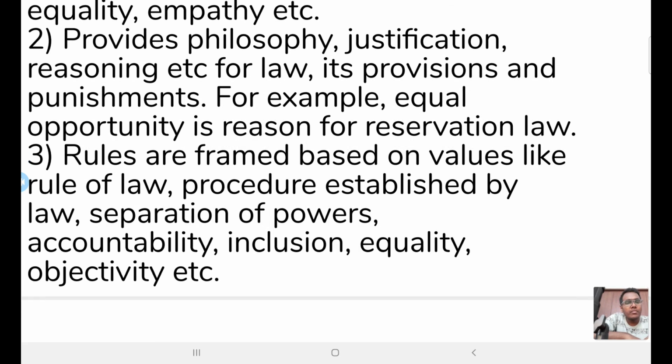Rules are also framed based on values. When it comes to rules, we need to see that they are very accurate. For example, we should see that rule of law is followed, that procedure established by law is followed, that there is sufficient separation of powers, accountability, inclusion, equality, objectivity, etc. We need these values to be reflected in rules. If these values are not reflected, it means rules are somewhat wrong or have some wrong intentions. So we need values to check whether rules are proper, whether they enforce accountability, have equality, objectivity, and sufficient separation of powers. So values are essential in making both laws and rules.